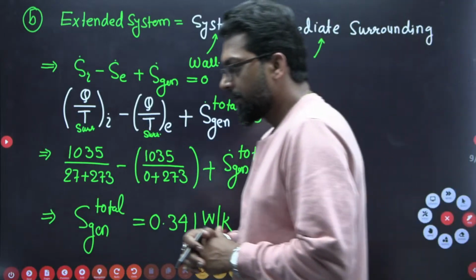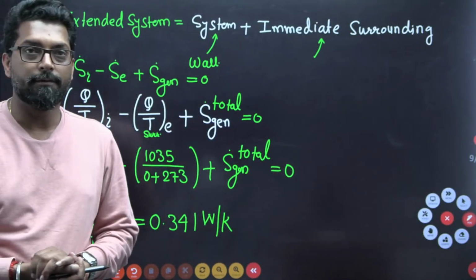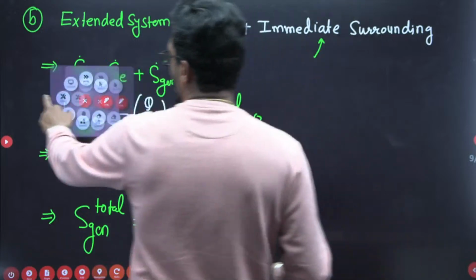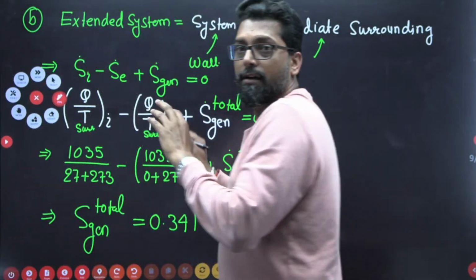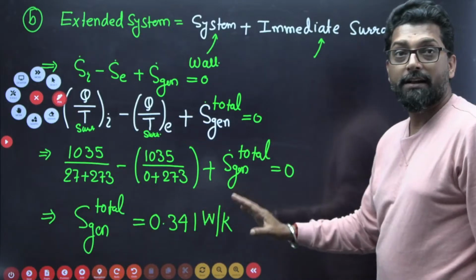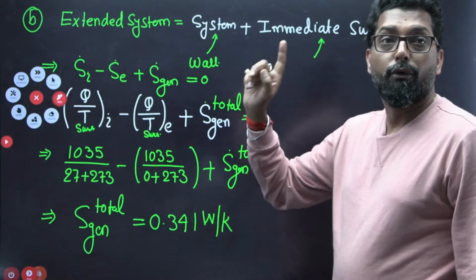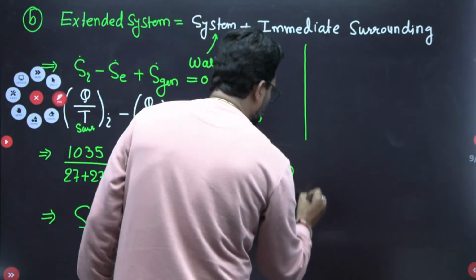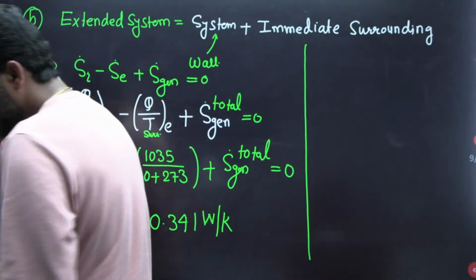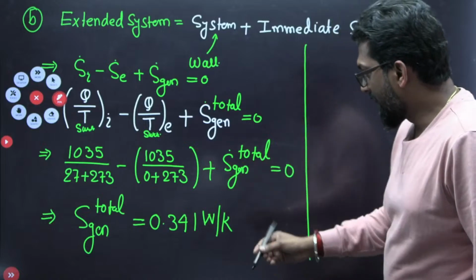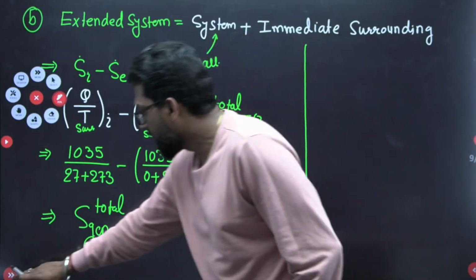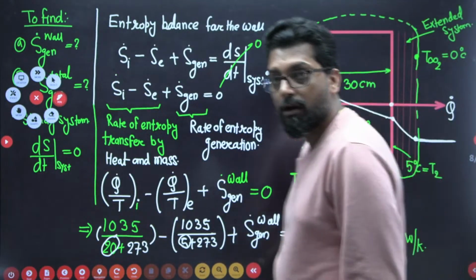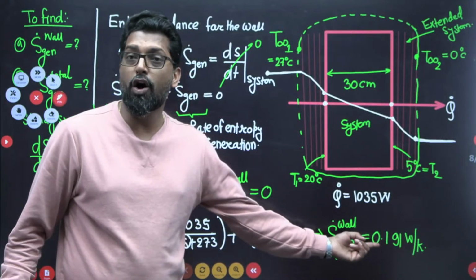Now my dear, there is a note point. Please note down. Many teachers stop here, but after that there is one of the best concepts. Now if we see, the total entropy generation is higher than the wall entropy generation. Yes or not? Yes. Total entropy generation is higher than the wall entropy generation.